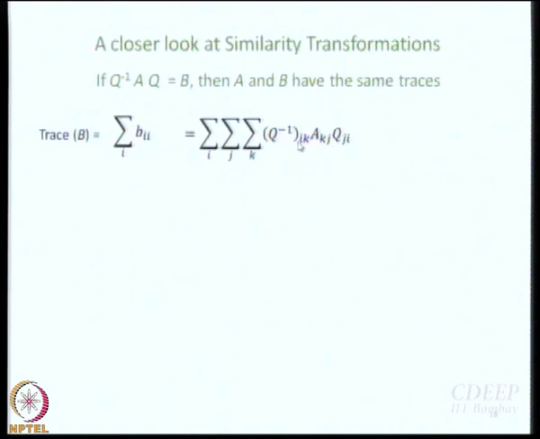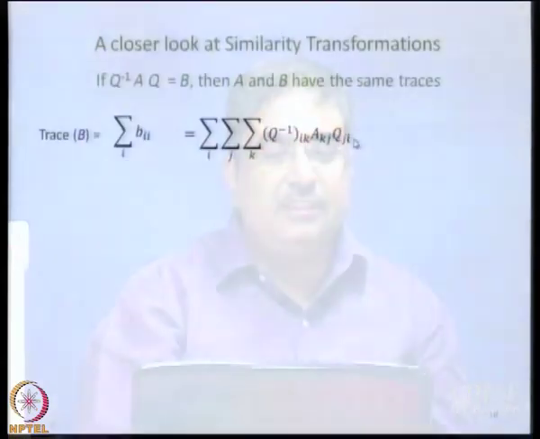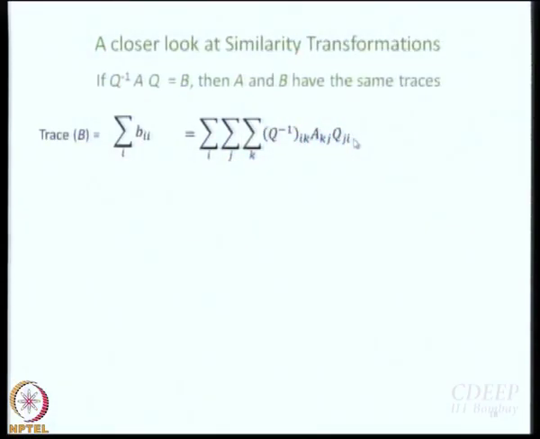What is the meaning of Q inverse IK? Which element? Ith row kth column or ith column kth row? Ith row kth column. Latitude longitude is important. If you mix up latitude and longitude, then instead of coming to Bombay you might reach, I do not know. So the ith row kth column element of which matrix? Q inverse, and similarly you know what is AKJ and what is QJI, right.